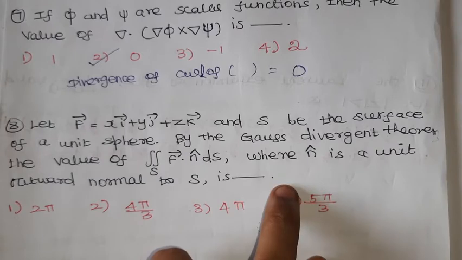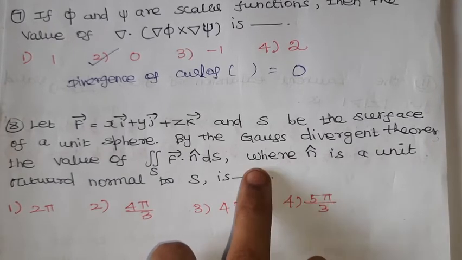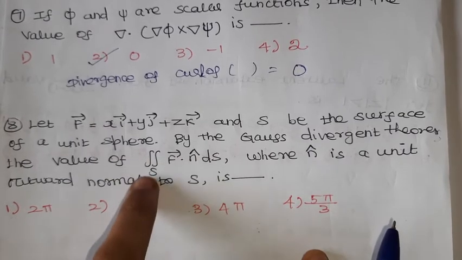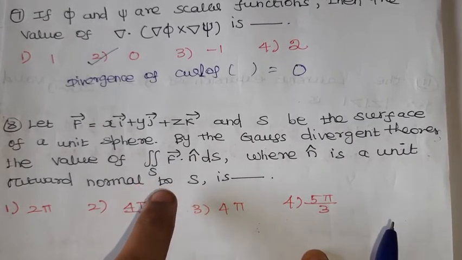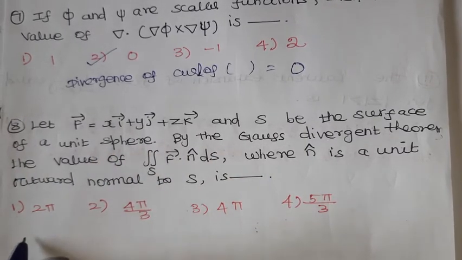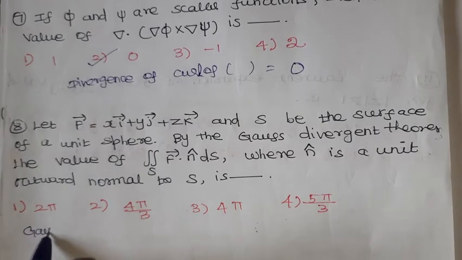What is the Gauss divergence theorem? The Gauss divergence theorem says the flux of the vector field across a closed surface is equal to the divergence of the field integrated over the enclosed volume.